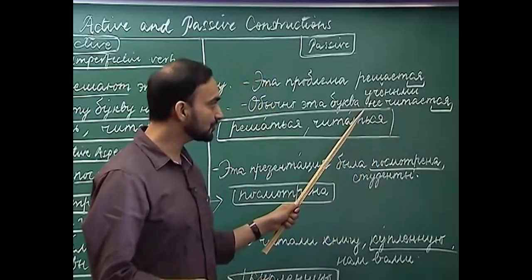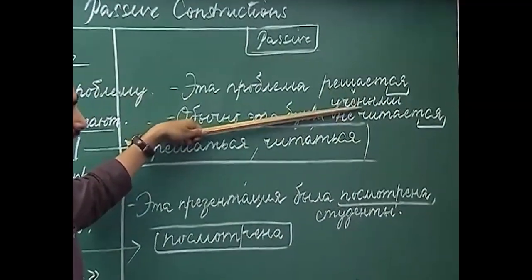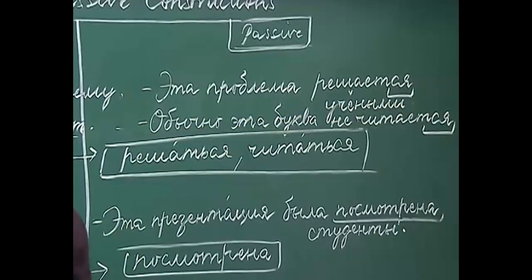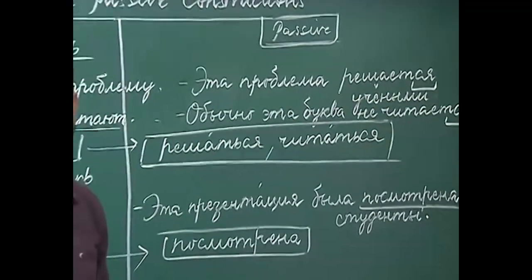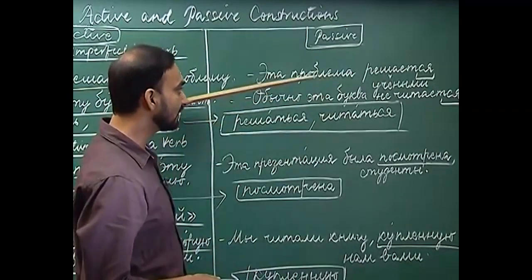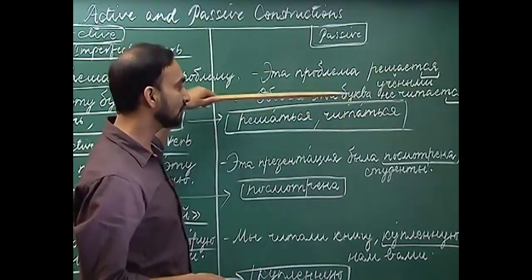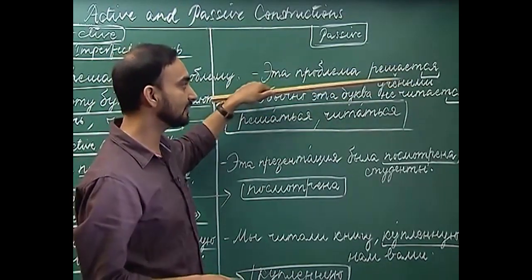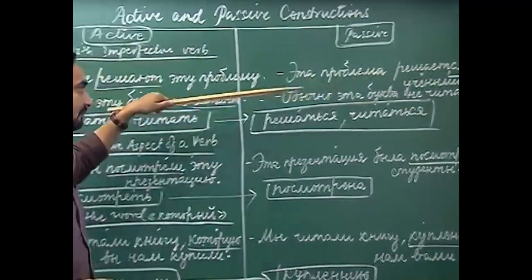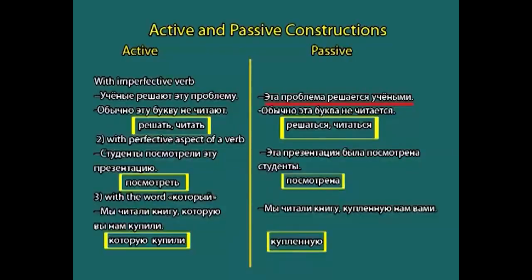uchyonimi. Why uchyonimi? Because we have done that uchyonimi is in the instrumental case. The performer of the action is always put in the form of instrumental case. So, that is why we have changed uchyonia into uchyonimi. So, eta problema rishayatsa uchyonimi. This is the passive construction of the same active construction uchyonia rishayat etu problemu. So, this problem is being solved by scientists.